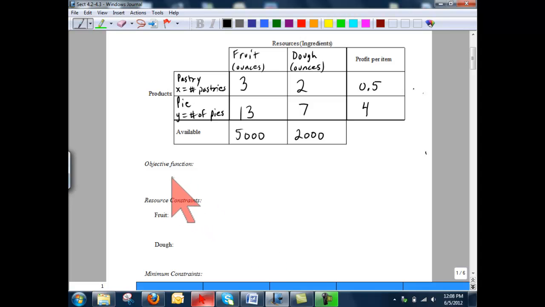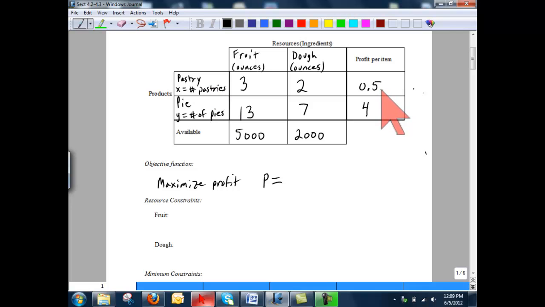Objective function refers to what we're trying to do. First of all, this problem deals with profit, and of course we want to maximize profit. We then would like an expression for that profit. So what is profit? Well, if I look back here, I'm making $0.50 per pastry that I make. So 50 cents per pastry that I make.